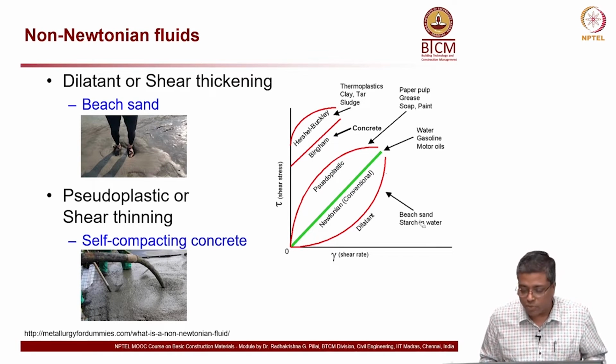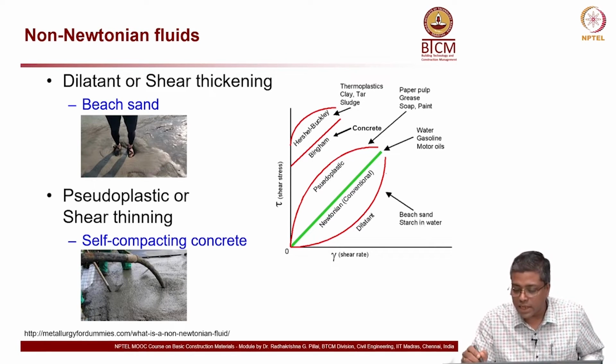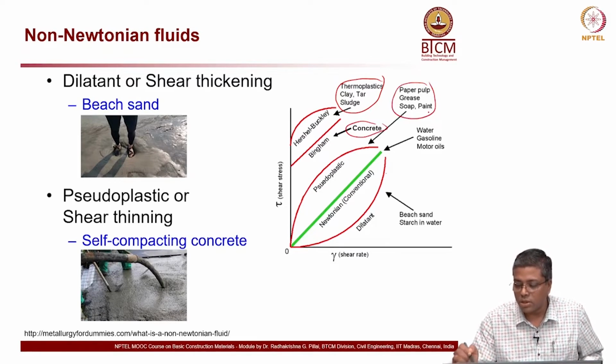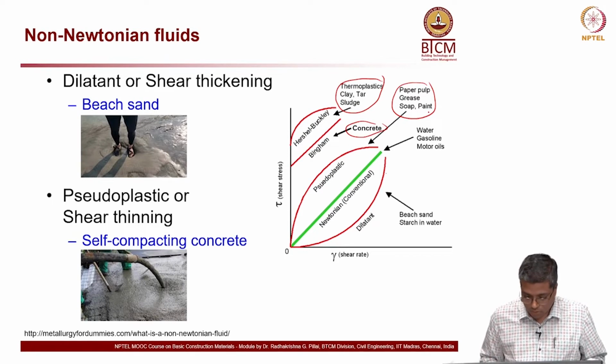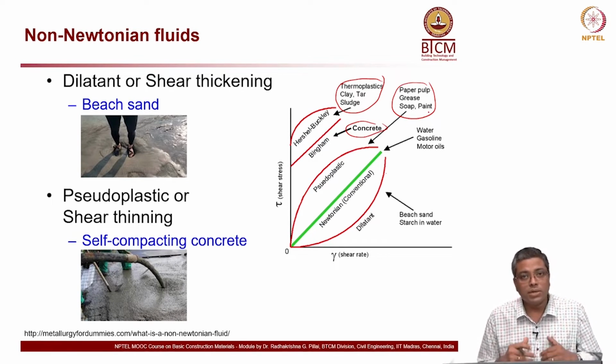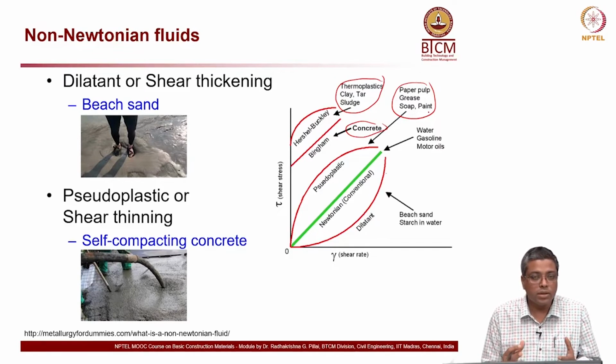So, we looked at two types of materials, and then some more examples of pseudoplastic materials: thermoplastics, clay, tar, sludge, definitely concrete, paper pulp, grease, soap, all of these. The point is, once the material starts moving, it becomes easier to move it further.